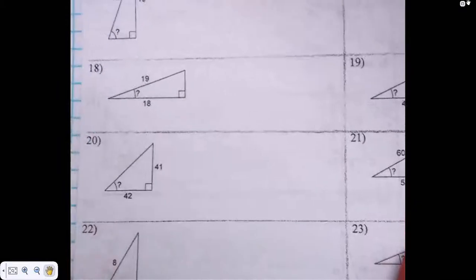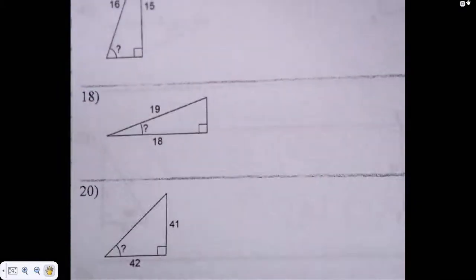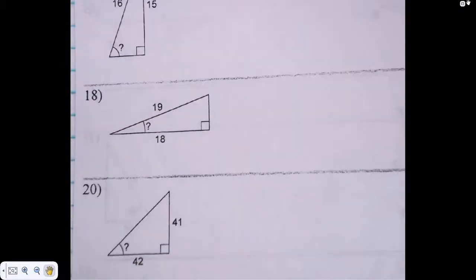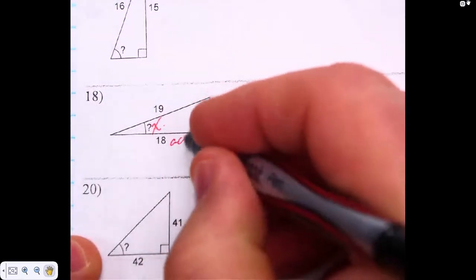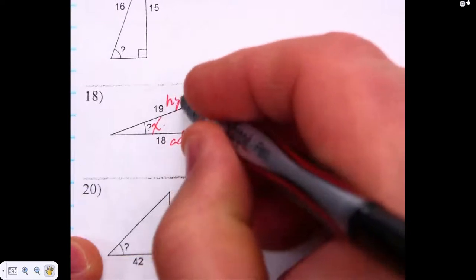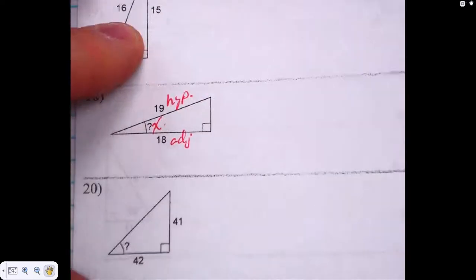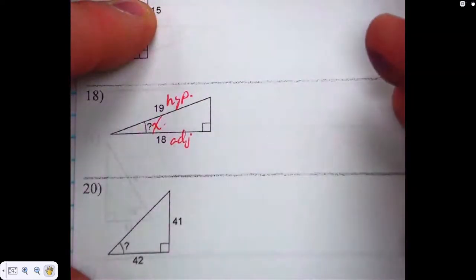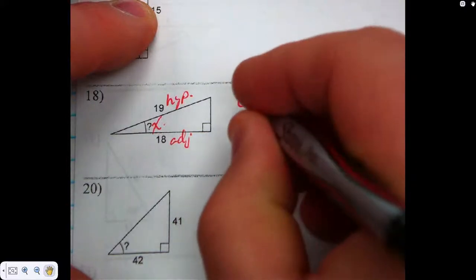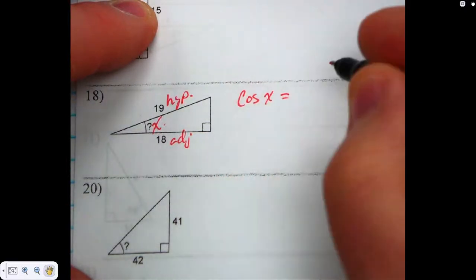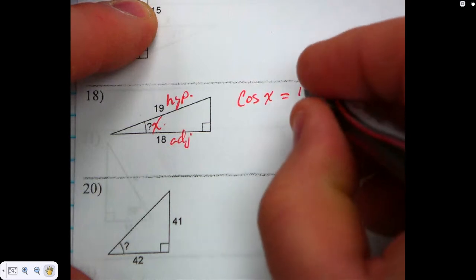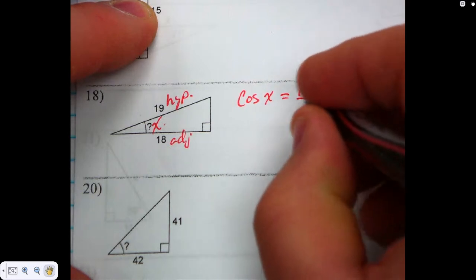Mr. Elmo is not cooperating again. Okay, number 18 here. How should we have set this up? Well, this is X. What have they given me? They've given me the adjacent, and you should have already done this, and the hypotenuse. So what function is this? Cosine. So the cosine of X is equal to what? The adjacent, which is 18 over.